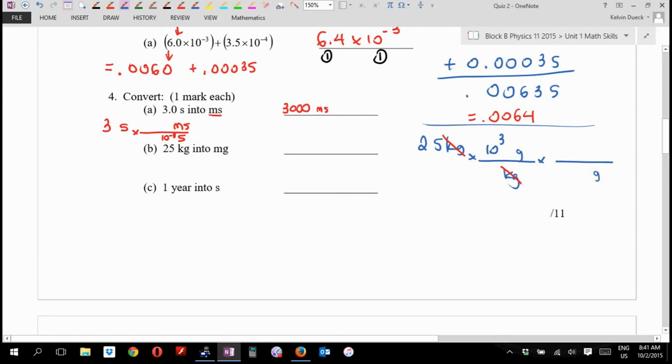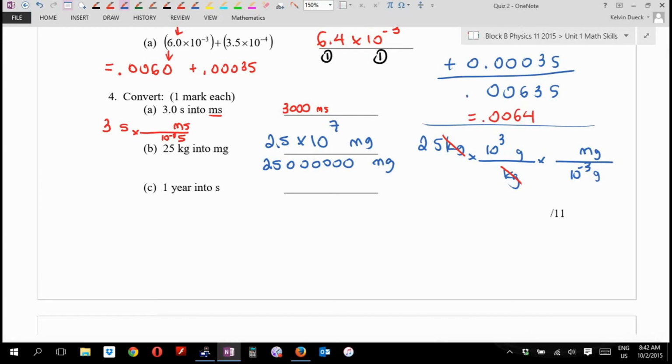Grams goes there. Milligrams goes there, but I want to replace the milli with a 10 to the negative 3 there. I think you're going to get a 25 and 6 zeros. I'm doing it in my head. 25 with 6 zeros. You know what? It's less work now to write it in scientific notation, so this time I will. 2.5 times 10 to the 7th milligrams, or 25 million milligrams.